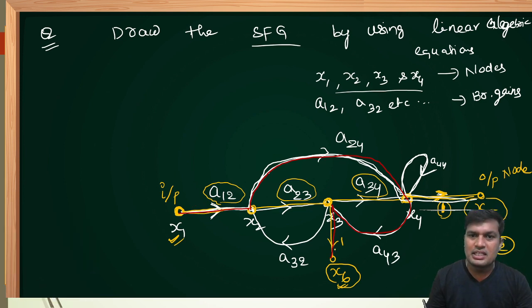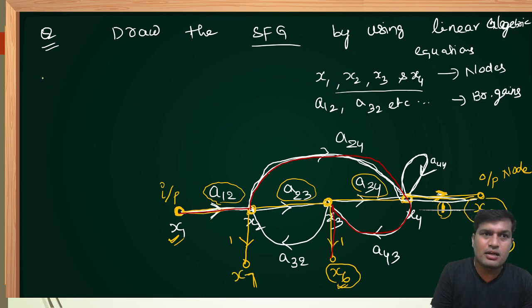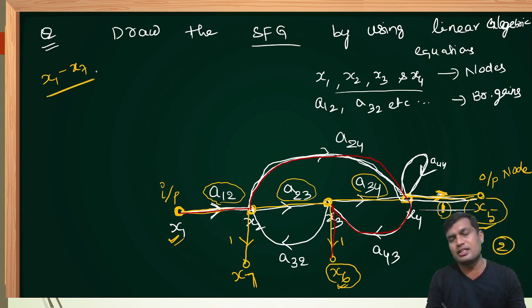I have taken a branch gain of unity at x4 and x3. Right now, I can take a branch gain of unity at x2. Nobody will stop me. Let's say this is another output node x7. Right now, the input node is x1 and the output node is x7. Like this, I can create any number of output nodes by simply connecting a branch gain of unity. There is no mistake at all.